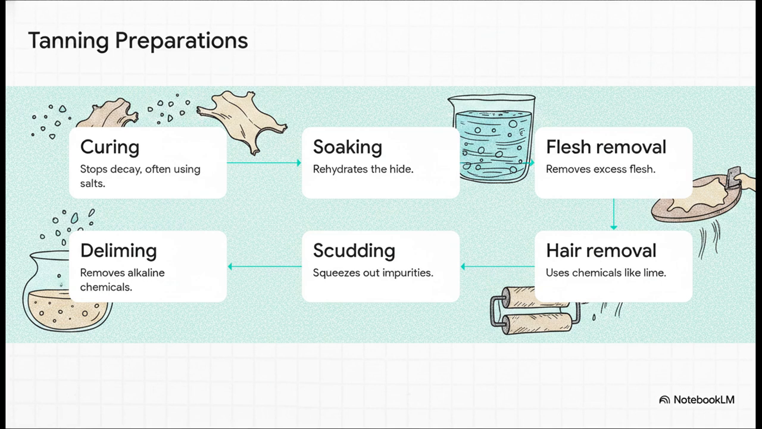The sequence the exam tests perfectly outlines the brutal chemical and physical steps required to prepare a raw hide. You have to start by curing it, usually with salts, just to stop decay. Then you soak it to rehydrate the material. After physical flesh removal, you bring in specific chemicals, like lime, to chemically burn away the hair. Then comes scudding to physically squeeze out impurities, and finally, deliming, which neutralizes and removes those incredibly harsh alkaline chemicals before you can even begin applying the actual tanning agents. It's a rigorous process, but it perfectly showcases chemistry's incredible practical utility.